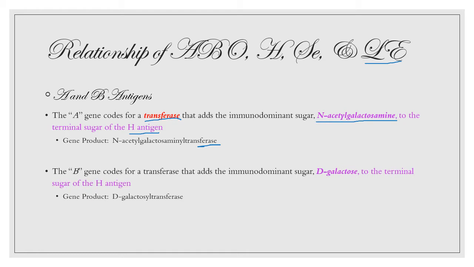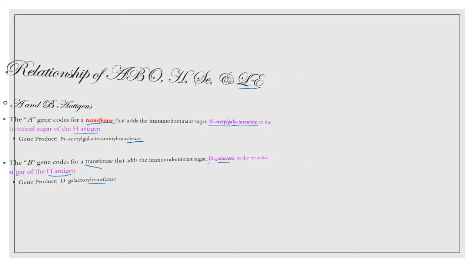The B gene codes for transferase, another enzyme that adds the immunodominant sugar D-galactose to the terminal sugar of the antigen, which gives a gene product of D-galactosyltransferase. So this is the new product here. Therefore, you see the B blood type with this one. You see the A blood type with that one. I have seen this come up as a question before.